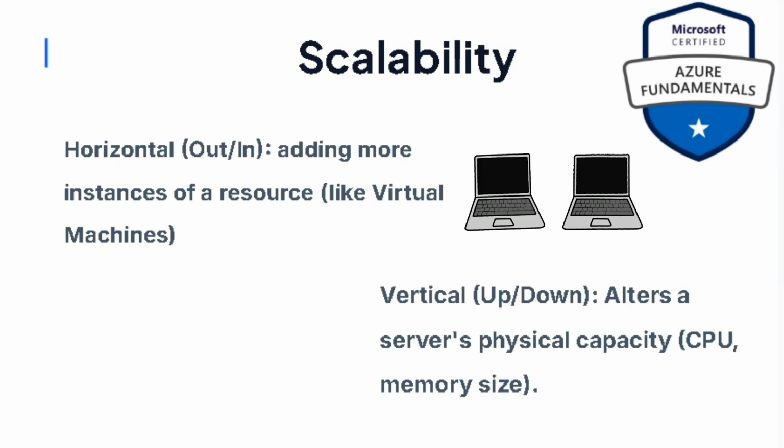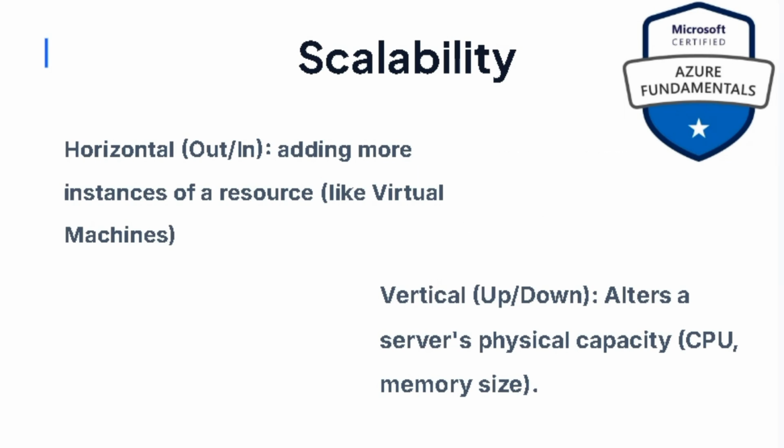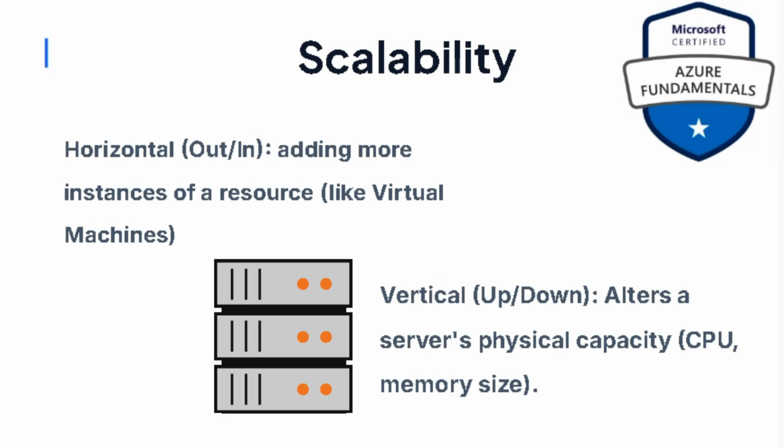And then we also have vertical scalability, which alters a server's physical capacity. For example, in this case, we have a server. We're not going to create another server, but we're going to add more CPU, more memory, more hard drive to that server in order to make that server better.